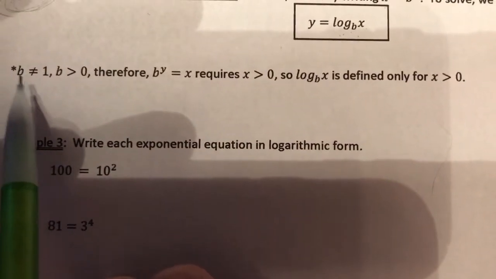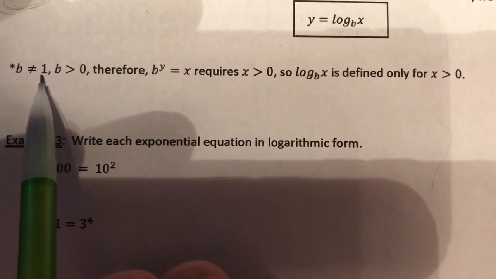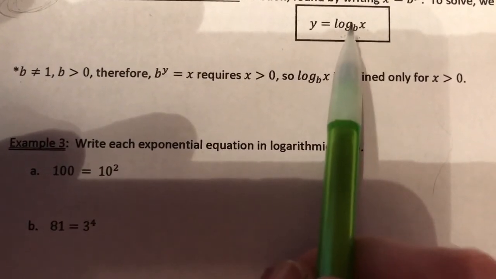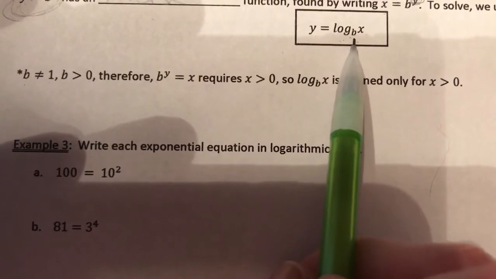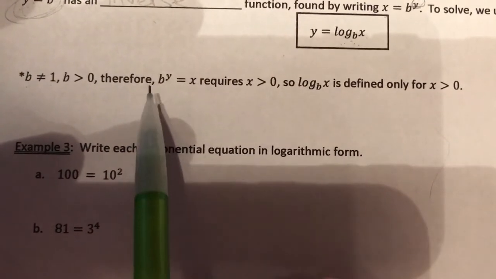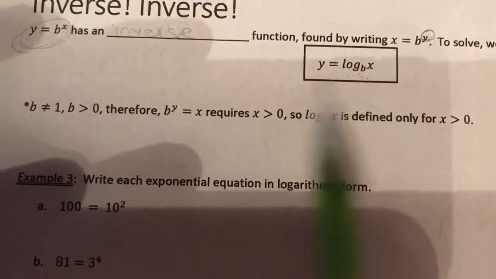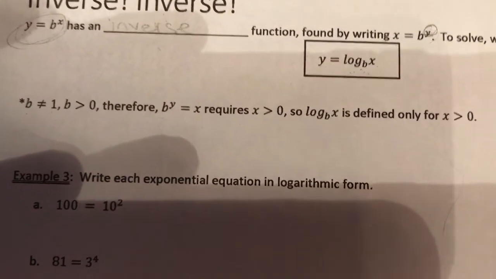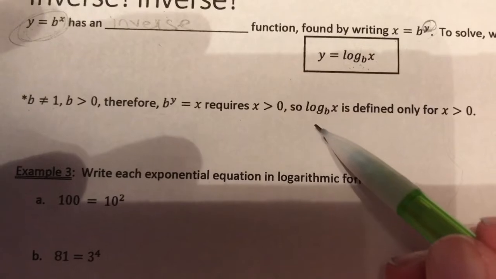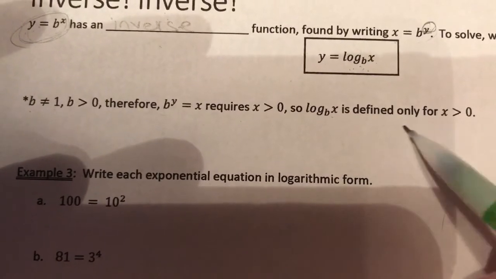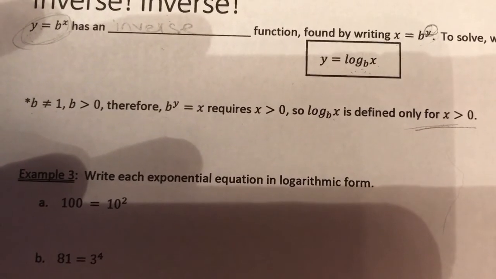And the key parts to this, b cannot equal 1. This value cannot be 1. And it must be greater than 0. Therefore, b to the y equals x. B to the y equals x requires x to be greater than 0. So log base b of x is defined only for x greater than 0.